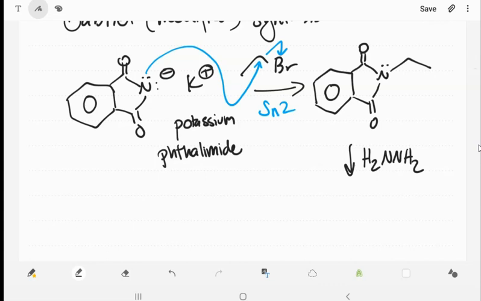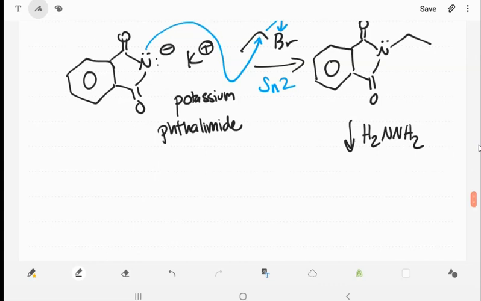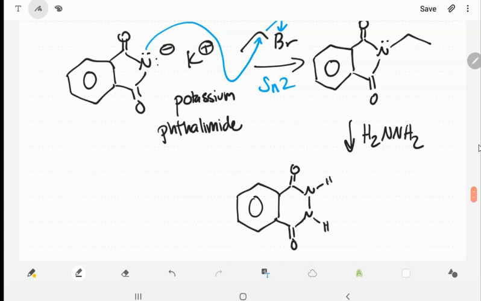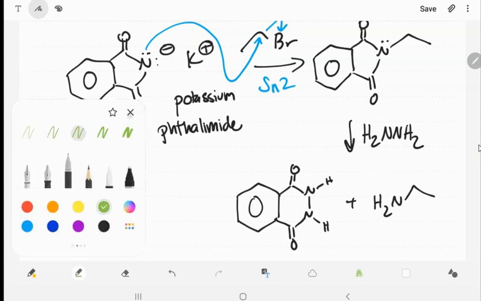If we do that, we end up displacing our amine. We'll end up kind of substituting the hydrazine in, and we'll end up with our desired product. So this is waste.